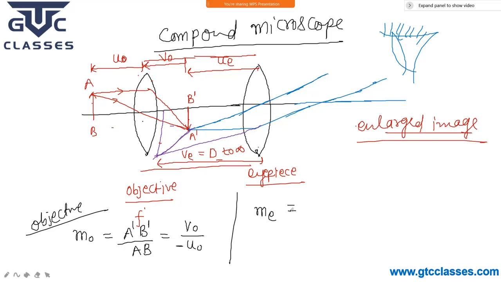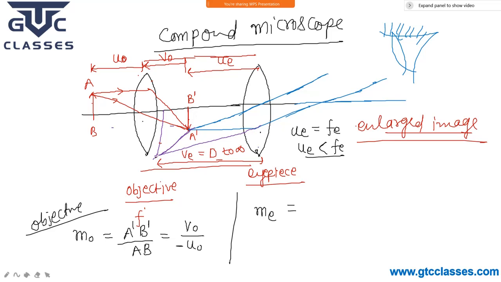Eyepiece lens: how will we calculate? Where is the object? The object is at UE, which is nothing but here. And then we are getting the image on the same side. When is that possible? There are two possibilities: either UE is equal to the focal length of the eyepiece lens, or UE is less than the focal length. Only then is it possible to get the erect image. It is erect, on the same side we are getting.